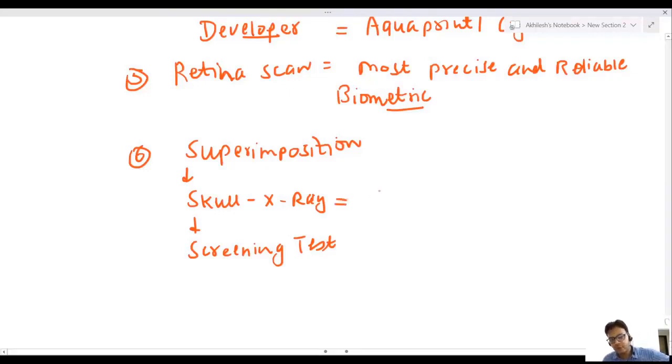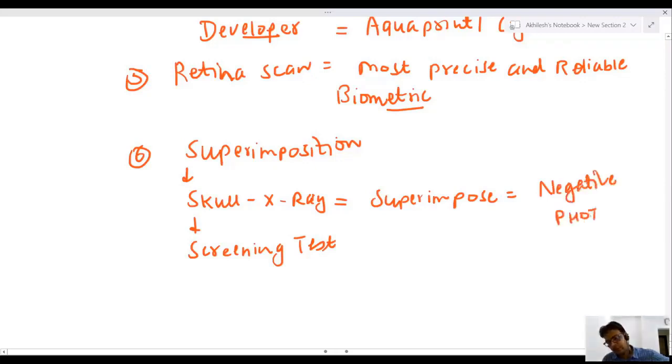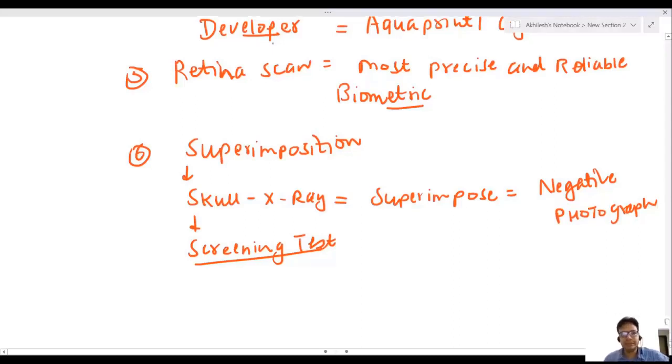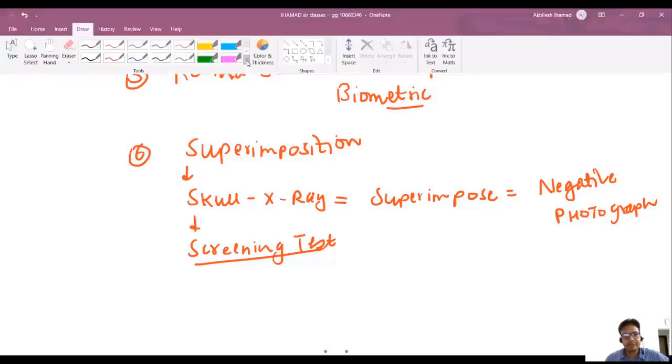So what we do, we superimpose the skull X-ray on the negative of the photograph. If someone died and we are not able to identify the person, we take the photograph negative of the missing person and the skull X-ray of the dead body, and we superimpose. But sir, superimposition technique is not a confirmatory test, it is a screening test. Skull X-ray of a person is superimposed on the negative of the photograph. This is known as superimposition technique.